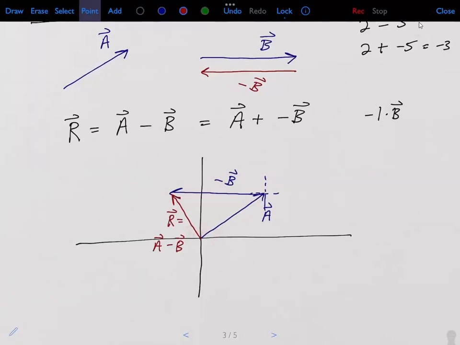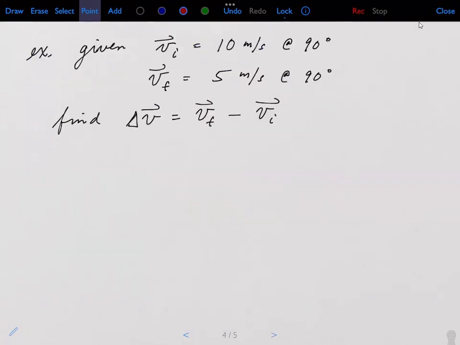Okay, so here's an example. Let's say I'm given that v initial, so this is like a velocity, right? The initial velocity is 10 meters per second at 90 degrees, and the final velocity is 5 meters per second at 90 degrees. And I want to find the change in velocity, which change is always defined as final minus initial. So this is really a vector subtraction problem, right? But immediately I'm going to turn it into a vector addition. Really, what I want is delta v is going to be v final, that'll be the same. But instead of subtracting, I'm going to add the opposite of v initial, which is negative v initial. So it's just going to change the direction of whatever v initial is.